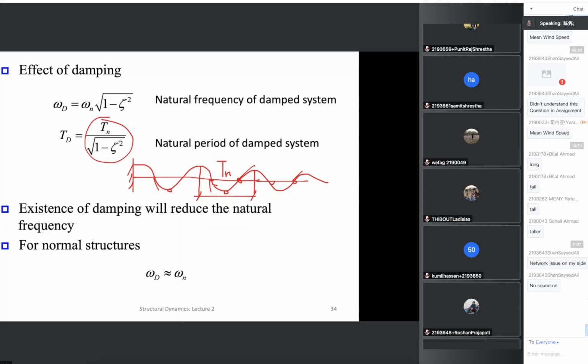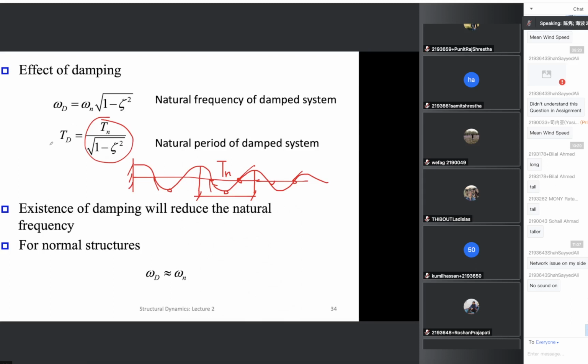It's like this. Normally, if the structure has no damping, let's say Tn is 1 second. Okay. If there's damping there, this TD maybe becomes 1.05 seconds, became longer, but it's a constant value. It will not change for each vibration cycle. Am I clear? Yeah.